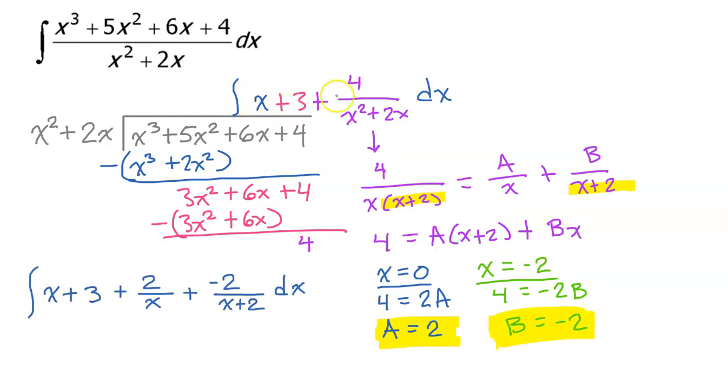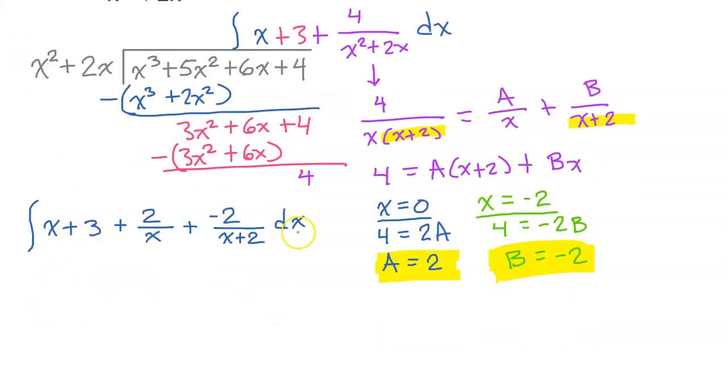Next, we rewrite this integral using our partial fraction decomposition. So we still have the integral of x plus 3, which is right here. But instead of this purple term, we are going to write the a over x plus b over x plus 2. In other words, 2 over x plus negative 2 over x plus 2. So our new integral is this. Let's integrate term by term.